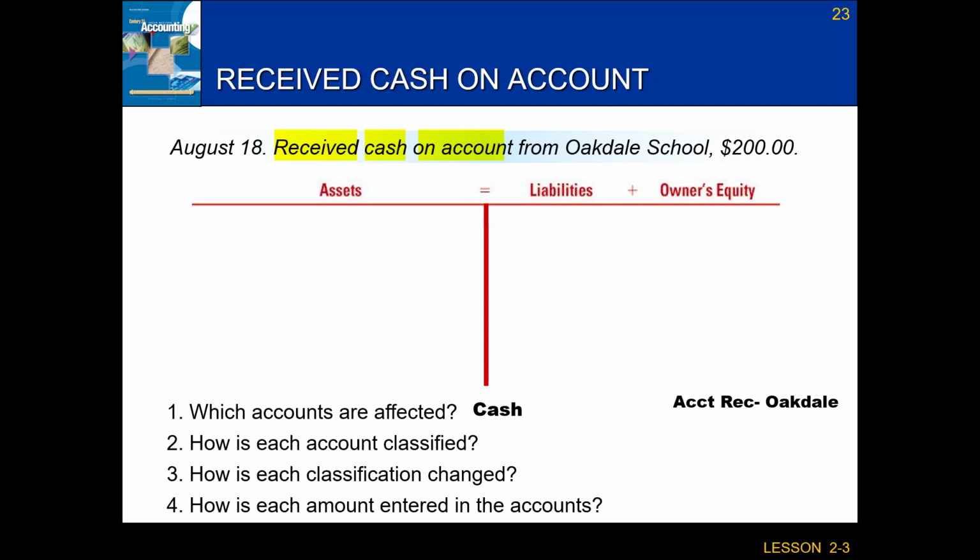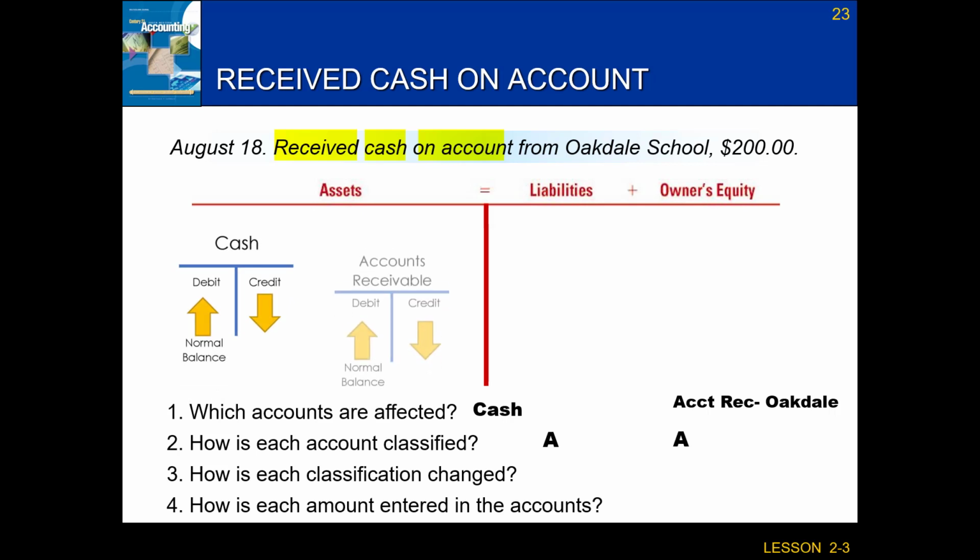How do I classify these? Cash is an asset, so I'll drop it in assets. Accounts receivable is also an asset, so I'll drop the T account there. Notice that nowhere in this sentence does it say the word sales. So if it doesn't say sales and if it doesn't say sold, we're not worrying about owner's equity.